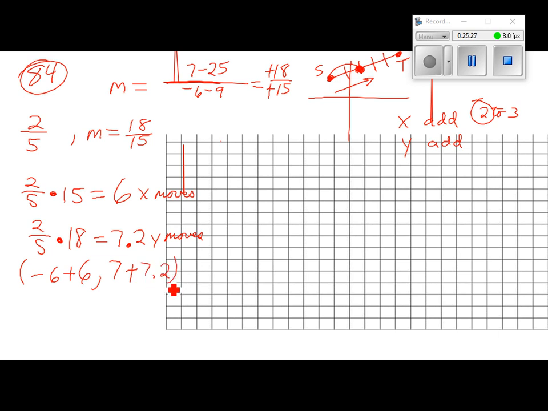And then we just do that math. What's -6 plus 6? 0. What's 7 plus 7.2? 14.2. That's the coordinates of point P. I think they said P, right? Yeah. That's the coordinates of point P right there.